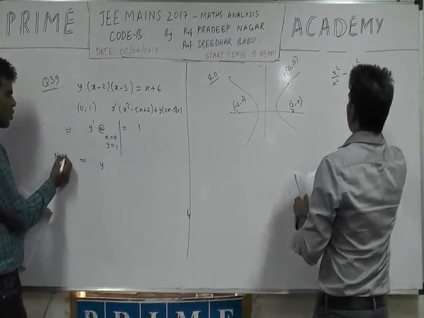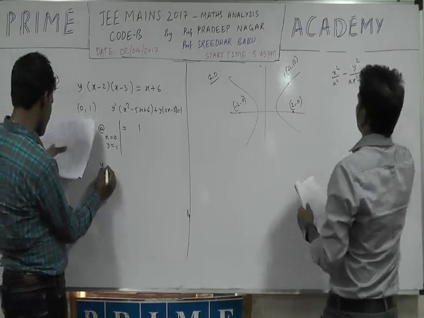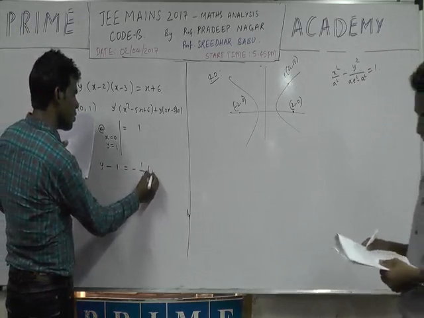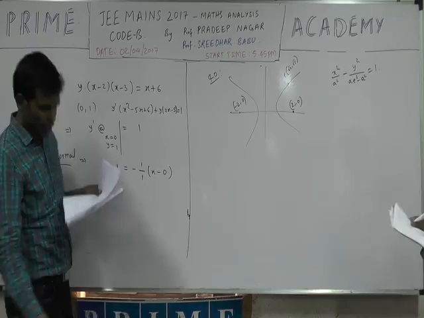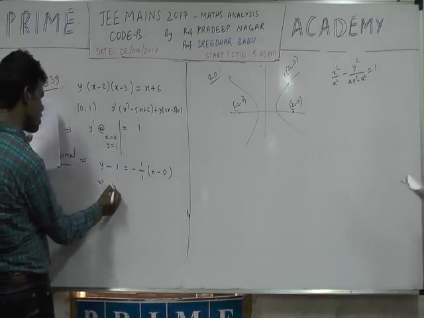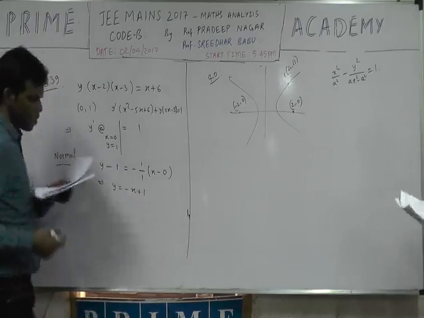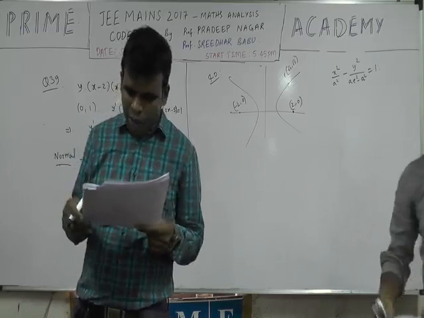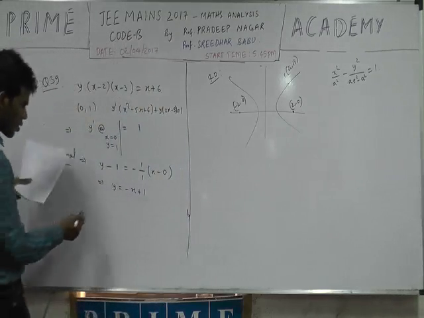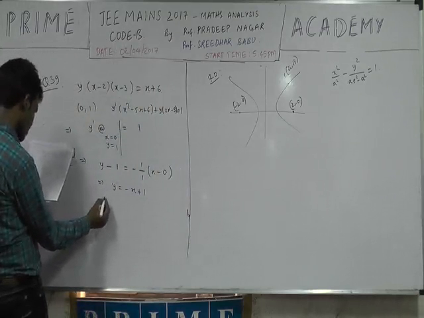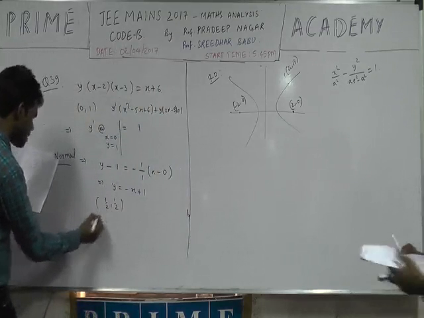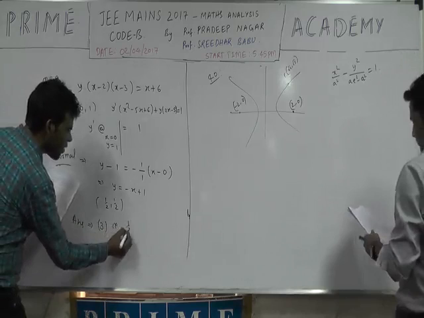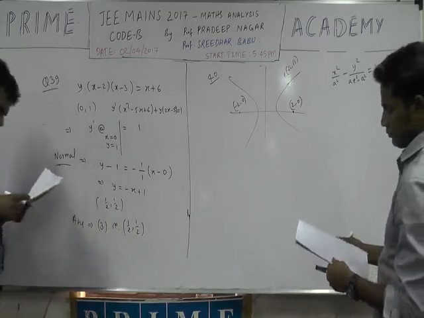So normal should be this one, y minus y1, that is 1, equal to negative reciprocal times (x minus x1), that is this one, that will give you that the equation of the normal is y equals minus x plus 1. The question is this: we are supposed to find the point through which this normal is passing. By looking at all these 4 options, you can easily say that this normal is passing through (half, half). Hence the answer of this question is 3, that is (half, half).